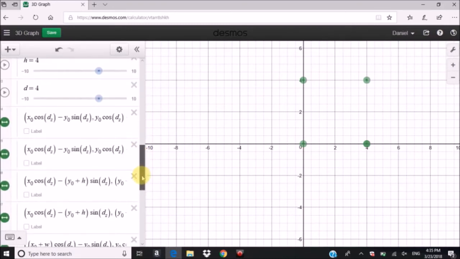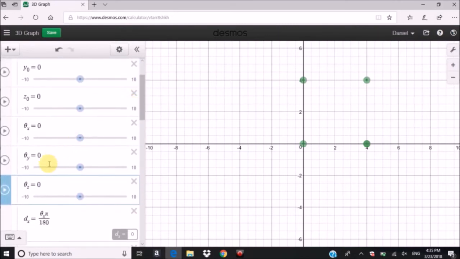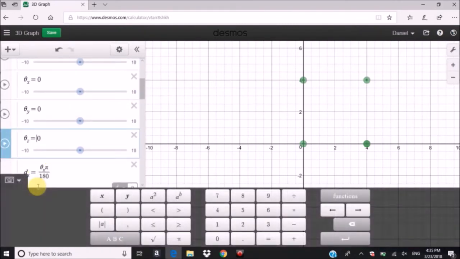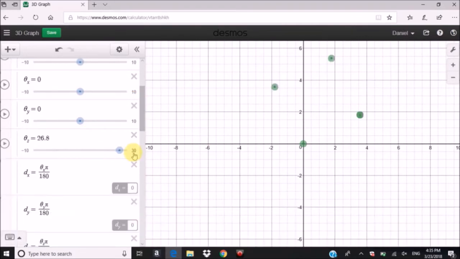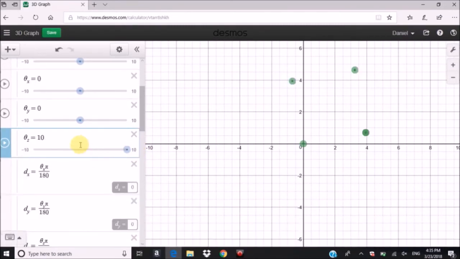So I have actually added in the rotations for the rest of them. If we change the z rotation by, say, 30 degrees, you can see this thing rotates. All right.